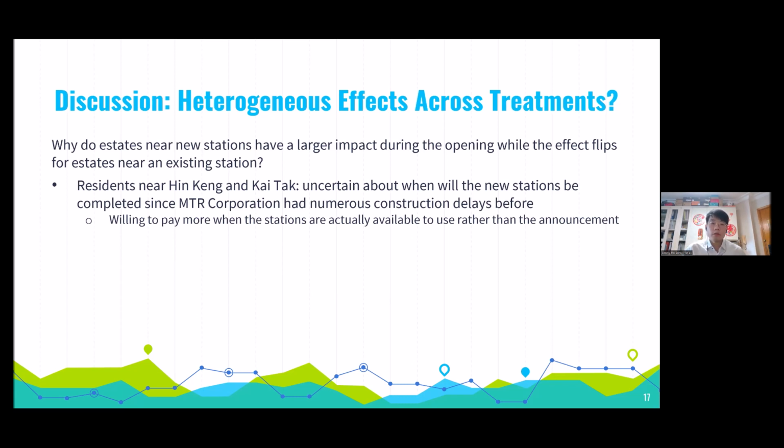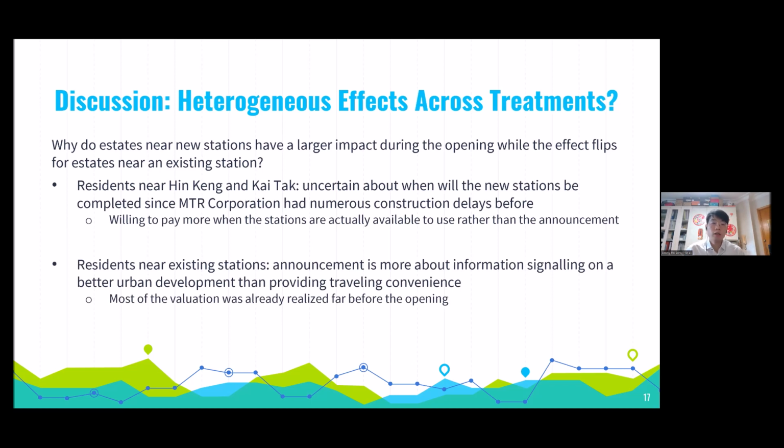So from the buyer's point of view, they are more willing to pay when the station is actually available rather than just a simple announcement. On the other hand, for residents that already have a station, the opening of the Tuen Ma line does not really provide a lot of traveling convenience, because only two stations are being added. So the announcement is more about information signaling on the buyer side, showing that the government has better urban planning development in these places. It is more a signal boosting the housing price than really providing convenience, and maybe most of the valuation was already realized far before the opening.